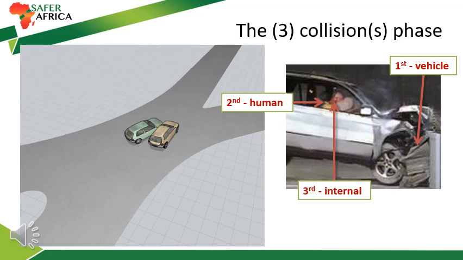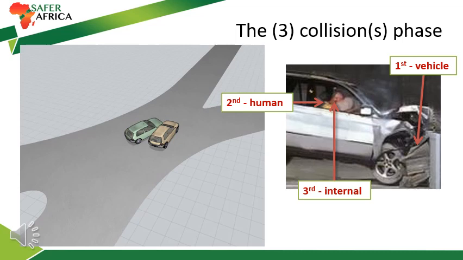The second collision is the human collision. At the moment of impact, occupants are still traveling at the vehicle's original speed. Anyone not secured with a seatbelt will crash into a part of the vehicle's interior, other objects in the car, or other occupants. The third collision is the internal collision.